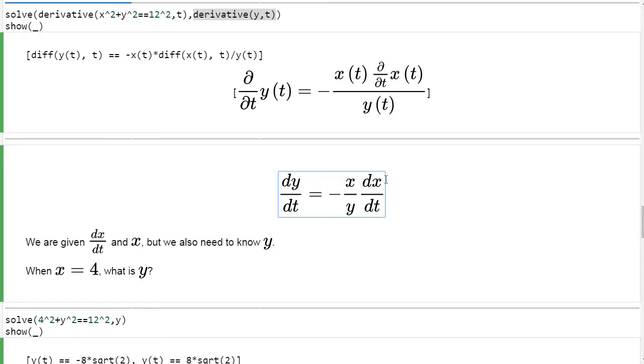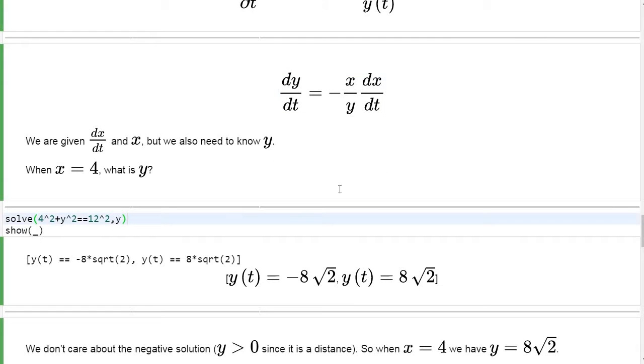Now I'm told I want the derivative of y when x is 4. So x is 4, I can plug that in now. The derivative of x, I'm told, is 1/10. I can plug that in now. I need y. That wasn't given in the problem, but I have a relationship between x and y. When x is 4, what is y? Well, x and y satisfy the Pythagorean theorem. So if I put x is 4 into my Pythagorean theorem, I can solve that for y.